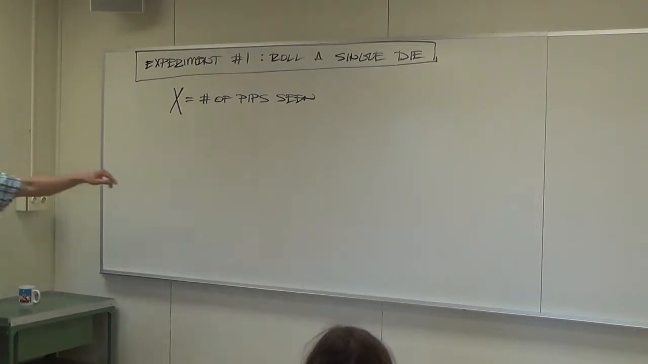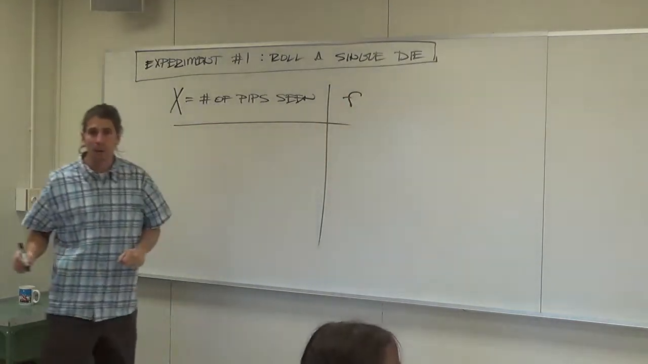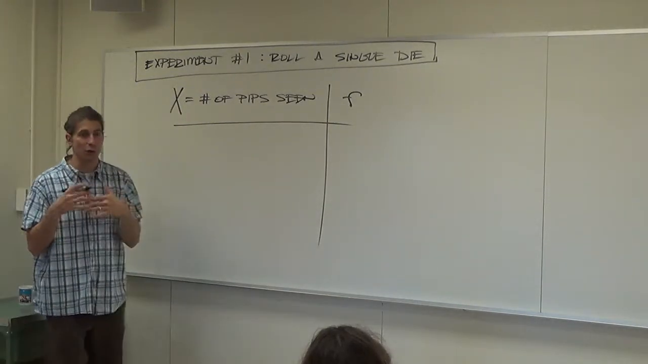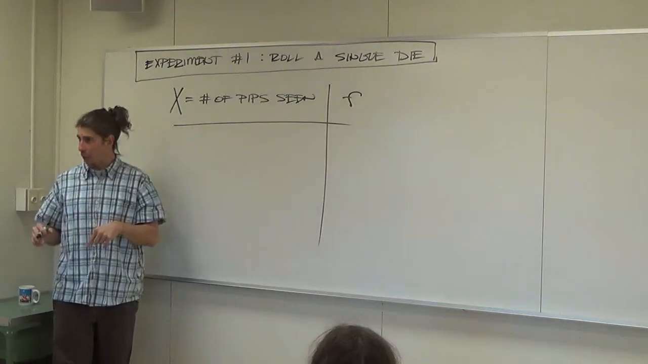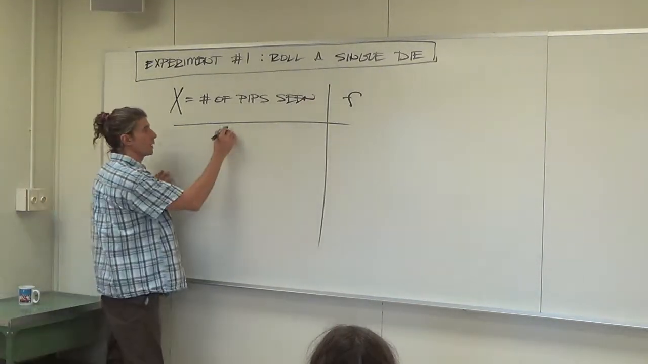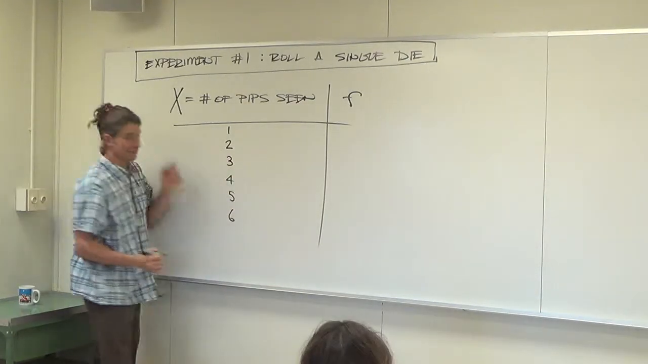So I'm going to make one column for starters here, the frequency column, and we're going to collate our class results. Then we're going to add another column over there to tie it into what you guys have been doing with your projects. So the results, as Pat said, we could have gotten a 1, 2, 3, 4, 5, 6. Beautiful. Thank you.